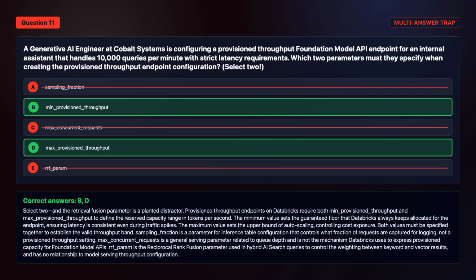Sampling_fraction is a parameter for inference table configuration that controls what fraction of requests are captured for logging, not a provisioned throughput setting. Max_concurrent_requests is a general serving parameter related to queue depth and is not the mechanism Databricks uses to express provisioned capacity for foundation model APIs. RRF_param is the reciprocal rank fusion parameter used in hybrid AI search queries to control the weighting between keyword and vector results and has no relationship to model serving throughput configuration.